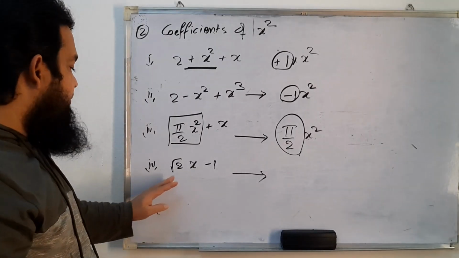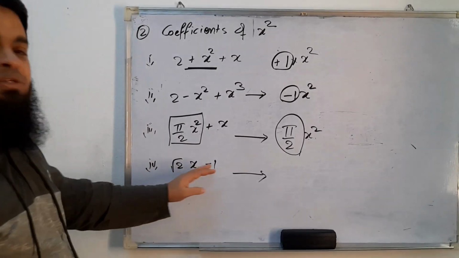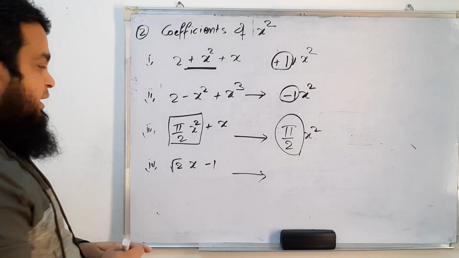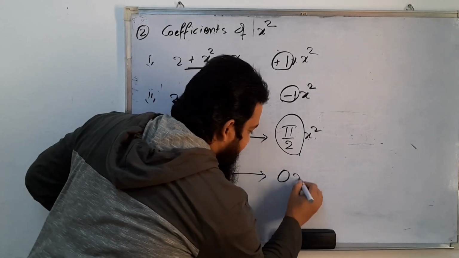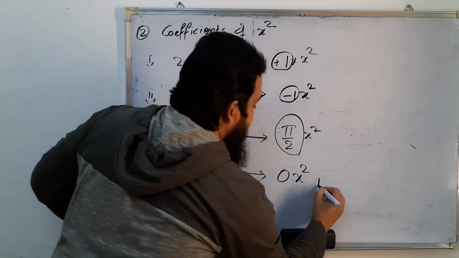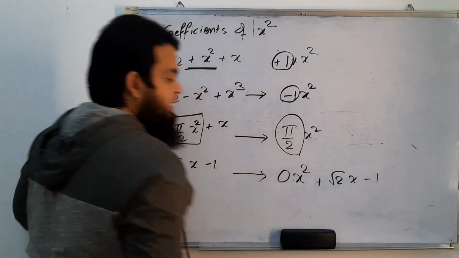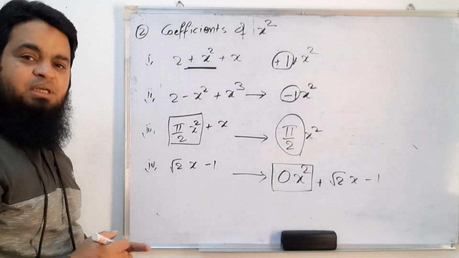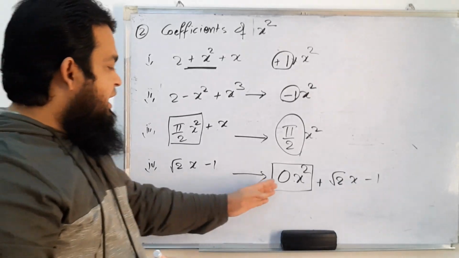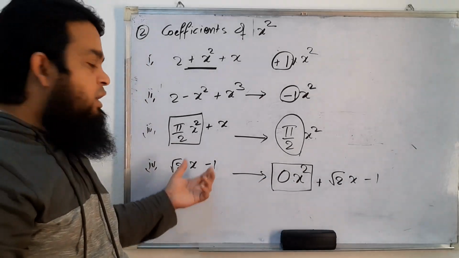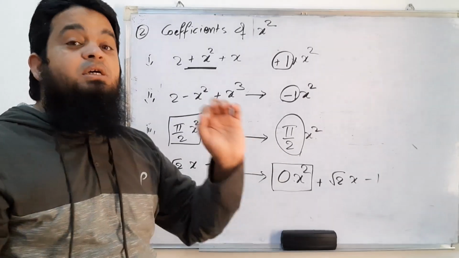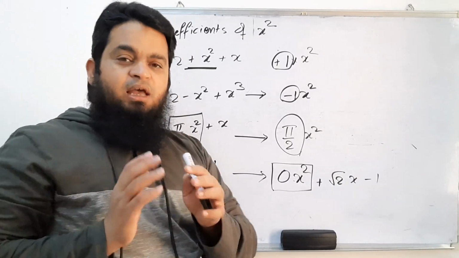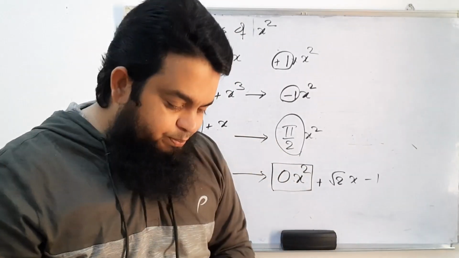In the fourth problem, the expression is given as root 2x minus 1. Is there any x square term? No, there is no x square term. That means it is 0 times x square plus root 2x minus 1. When the x square term is not there, it is nothing but 0 times x square, which is 0, so that's why we have not written it. So what is the coefficient of x square here? 0 is the coefficient of x square.